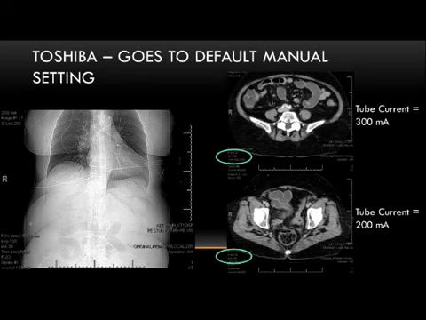Here's an example from a patient on the Toshiba, since I wasn't able to get access to the scanner to do the phantom. My understanding of what it did on the Toshiba system is that it went to the default manual setting. You could turn tube current modulation on or off, and if it's off, there's a default manual setting. So in this region, which is well below where the localizer radiograph actually cut off, the tube current went to its default setting, which was 200 mA, whereas up here it was actually using tube current modulation.